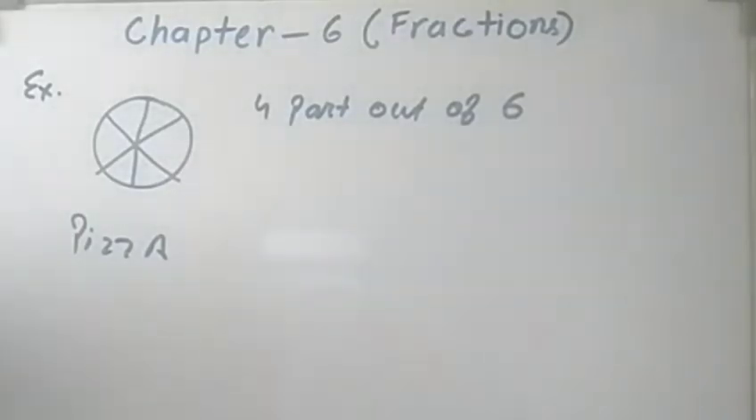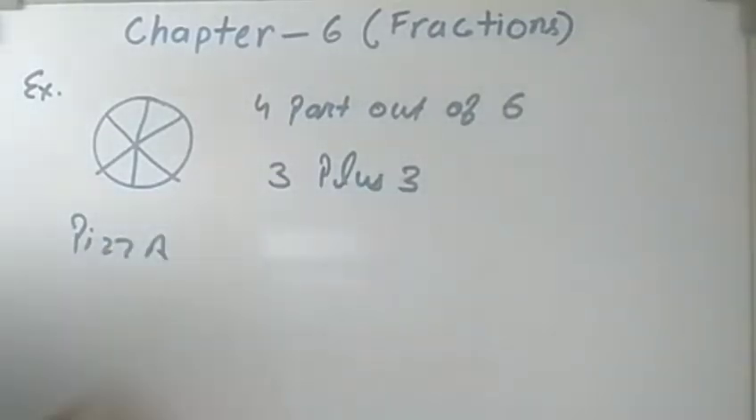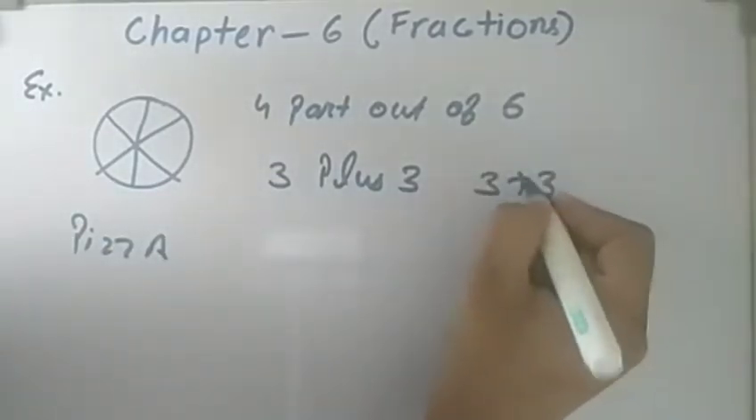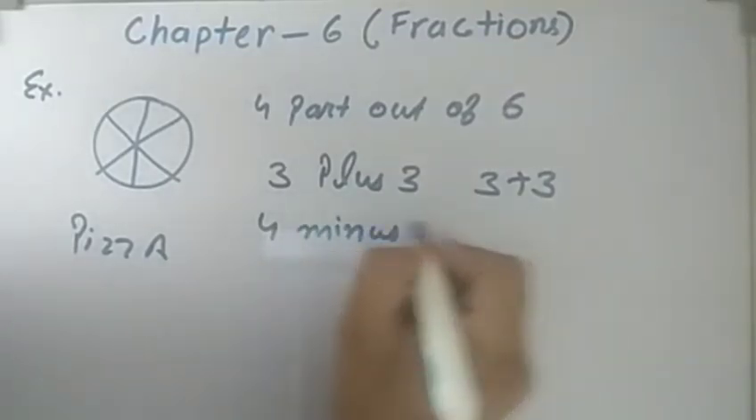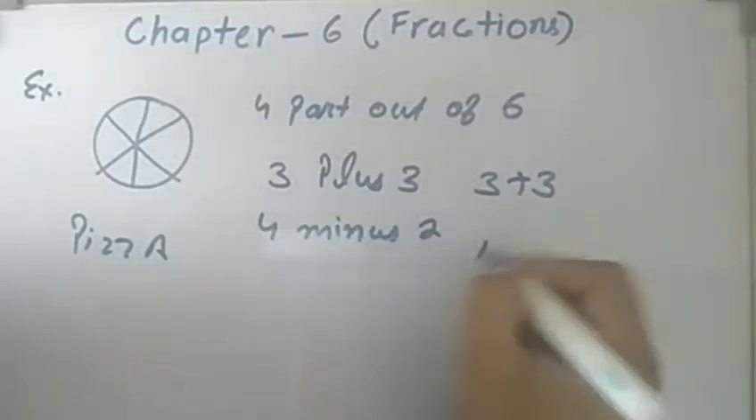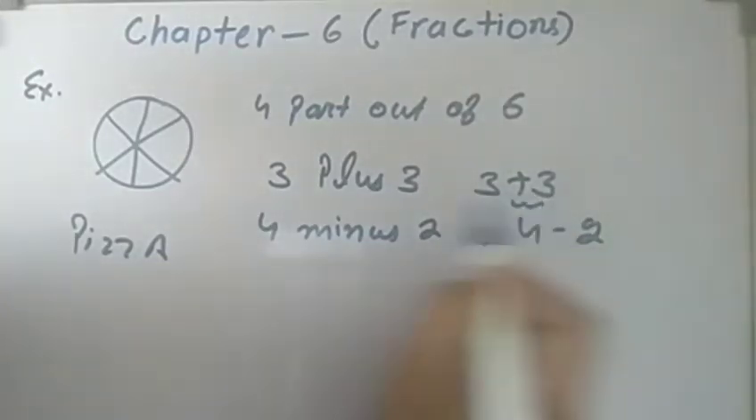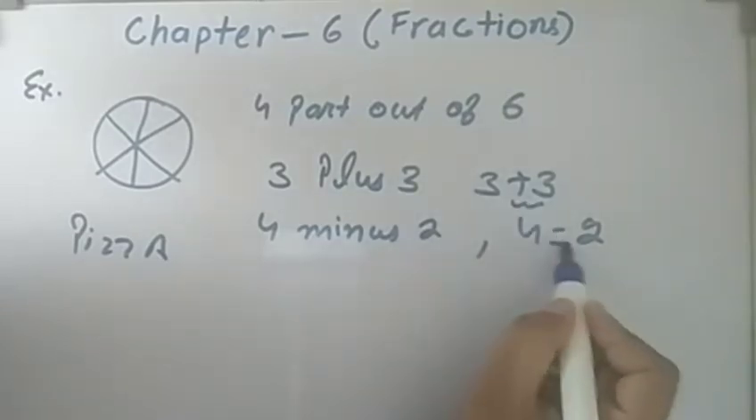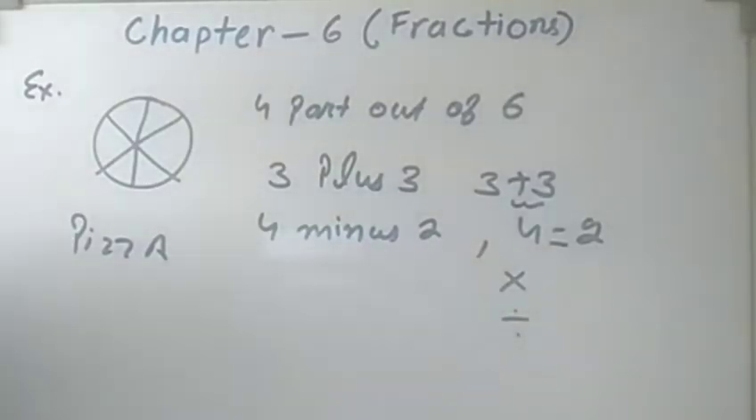See, we never write 3 plus 3, we always write 3 + 3. We never write 4 minus 2, we always write 4 - 2, because we have a symbol for everything. We have a symbol for plus, we have a symbol for minus. Similarly, we have a symbol for multiplication, we have a symbol for division. Okay, mathematics has its own language. We use symbols instead of words in mathematics.